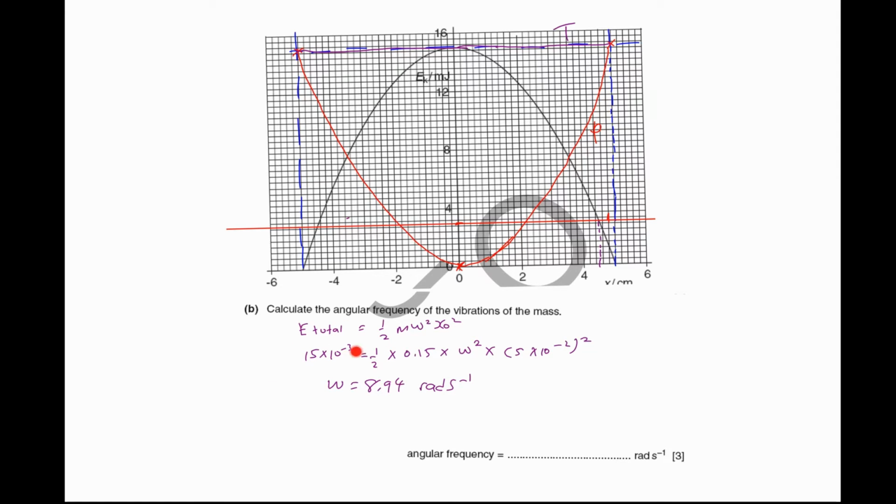So 15 millijoules is half m omega squared x naught squared. Refer to your question, mass was given. Now x naught represents amplitude, which you can obtain from the graph. Can you see amplitude is 5 centimeters? So substitute 5 centimeters here. Don't forget to change it to meters because radian per second is SI. This has to be SI. Then put the square there because x naught squared, and then you should be able to find your omega as 8.94.